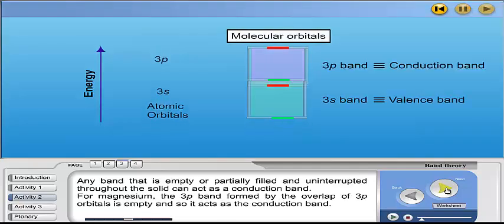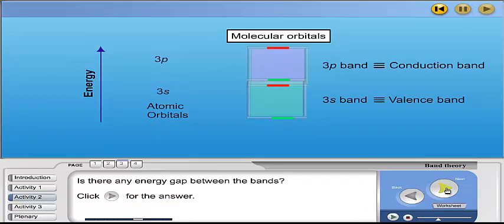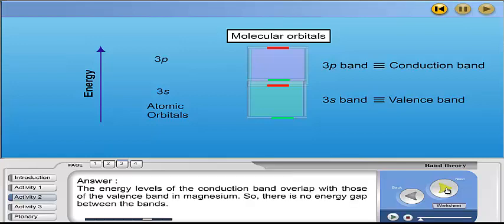Any band that is empty or partially filled and uninterrupted throughout the solid can act as a conduction band. For magnesium, the 3p band formed by the overlap of 3p orbitals is empty and so it acts as the conduction band. Is there any energy gap between the bands? Click Next for the answer. Answer: the energy levels of the conduction band overlap with those of the valence band in magnesium. So, there is no energy gap between the bands.